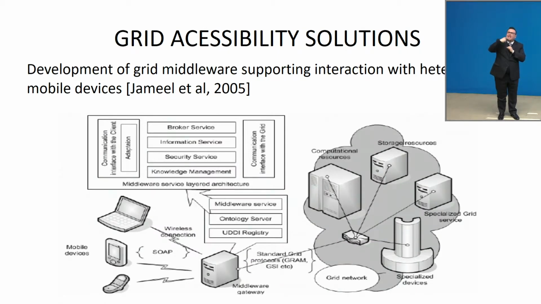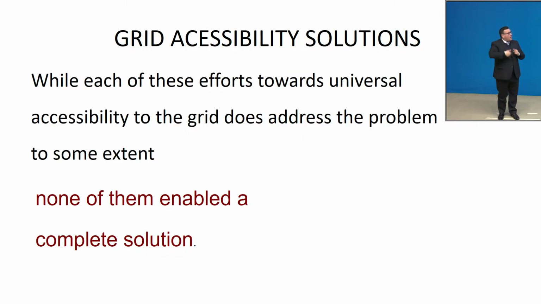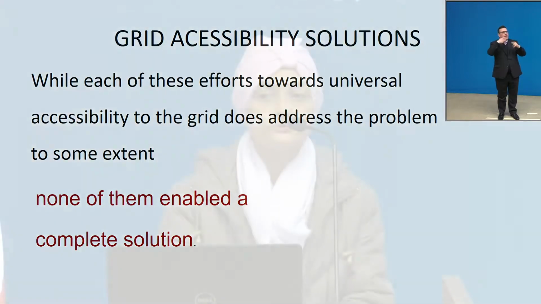Various grid accessibility solutions were proposed. The first one was the development of grid middleware supporting interaction with heterogeneous mobile devices, building a web-based grid application portal. But while there were several efforts toward universal accessibility to the grid, they addressed the universal accessibility problem to some extent, but none of them enabled a complete solution.